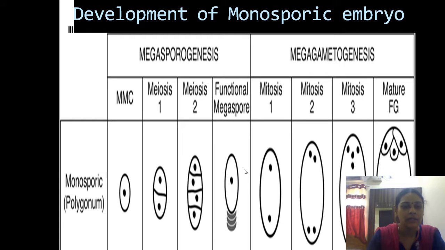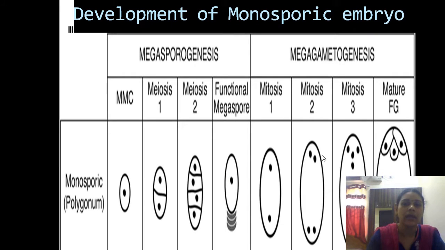If 1 megaspore gives rise to the female gametophyte, it is called a monosporic embryo sac. If 2 of the 4 megaspores are involved in the embryo sac formation, it is called a bisporic embryo sac. If all 4 are involved in the development of the female gametophyte, it is called tetrasporic embryo sac formation. Around 70% of angiosperms produce a monosporic embryo sac from a single functional megaspore. Example: Polygonum type.